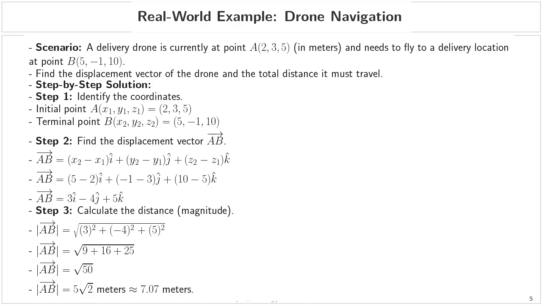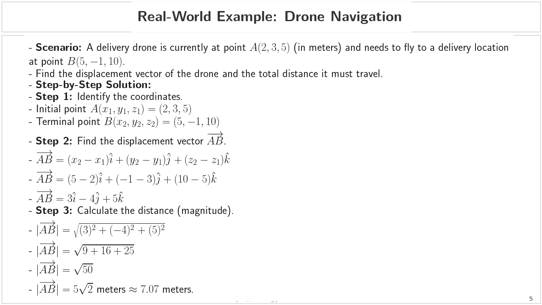Step 3, now we need to calculate the total distance, which is the magnitude of our vector AB. Referring back to the magnitude formula from slide 4, we take the square root of the sum of the squares of our components. So, we calculate the square root of 3 squared plus -4 squared plus 5 squared. Squaring these numbers gives us 9 plus 16 plus 25. Adding these together, we get the square root of 50.